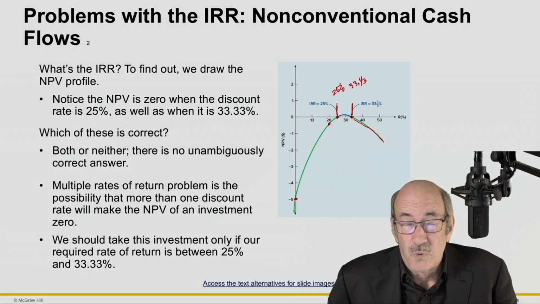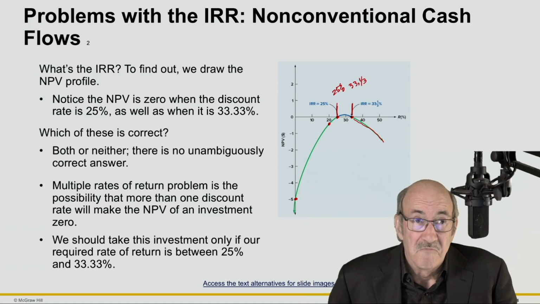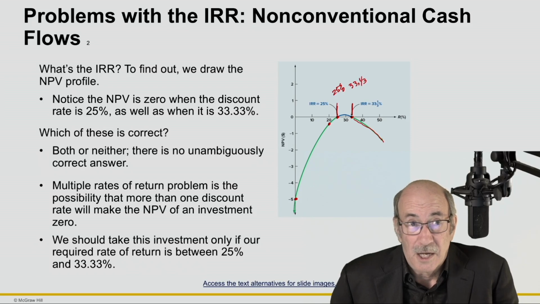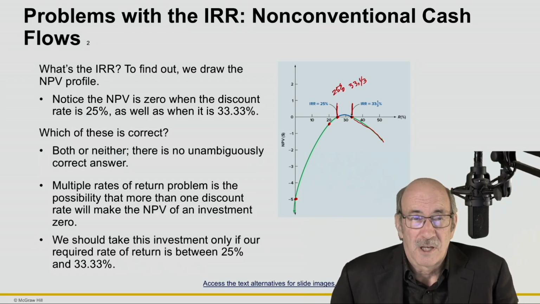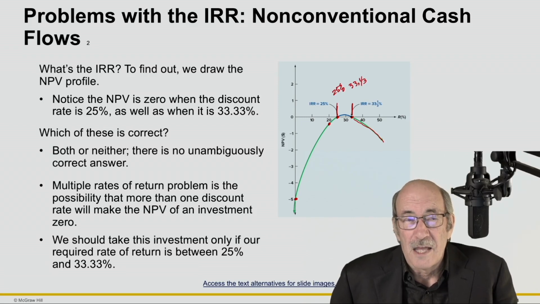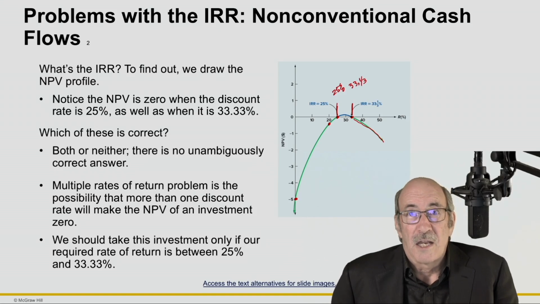And anything in between those is actually a project we should do if our required rate of return is between those. But anything outside of that, and some projects are like this. I know you might think, well, when would we ever have a negative cash flow at the end of the project? Well, think about any sort of extractive industry. You've got a lot of major cleanup afterwards.